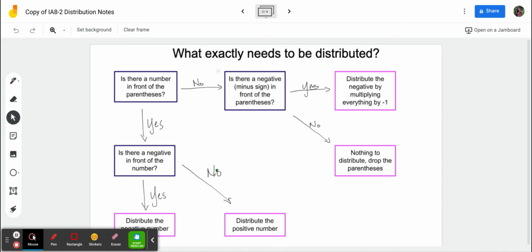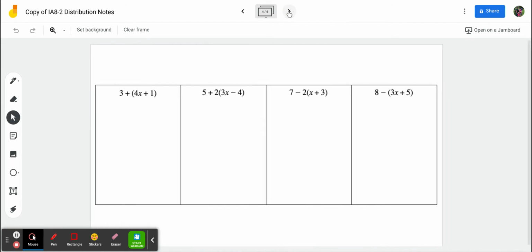So these are our 4 different possible outcomes: distributing a negative number, a positive number, nothing to distribute, we drop those parentheses, or distributing simply a -1 because there is a negative in front of our parentheses. So we're going to do some examples here. We might switch back and forth.